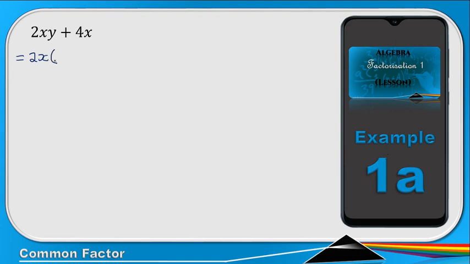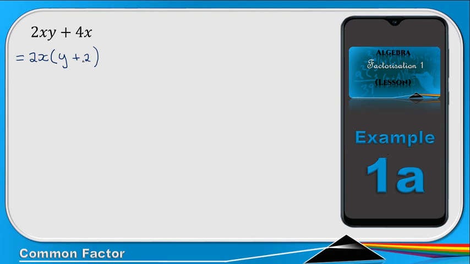Then we open the bracket, and from the first term, we took out 2x, so what is left is y. And then from the second term, we took out 2x, which means if I take out 2, I just divide 4 by 2, or whatever I take out. So 4 divided by 2 is 2. So we say plus 2, and the x we took out. And then we close our bracket. Alright, and this is then your final answer.